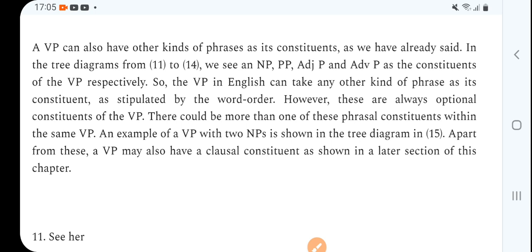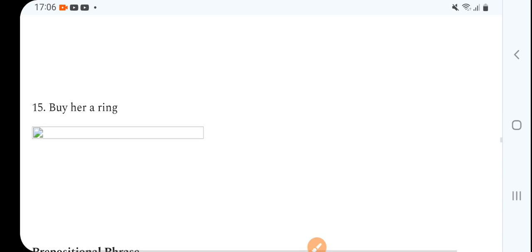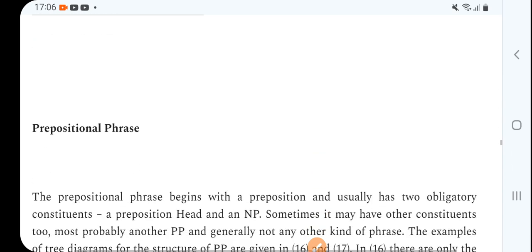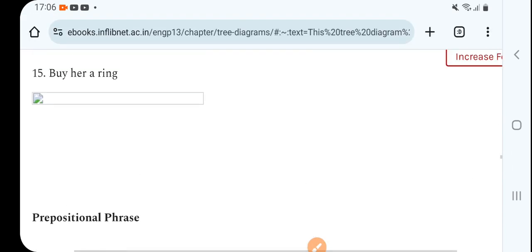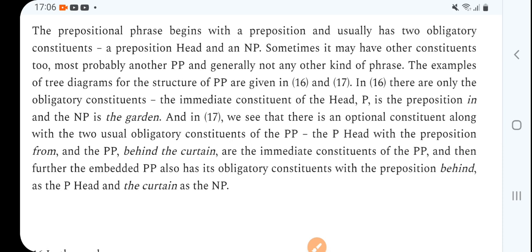An example of a VP with two NPs is shown here in the tree diagram. We can say, buy her a ring, right? That is actually not given, so let us discuss it in another slideshow.